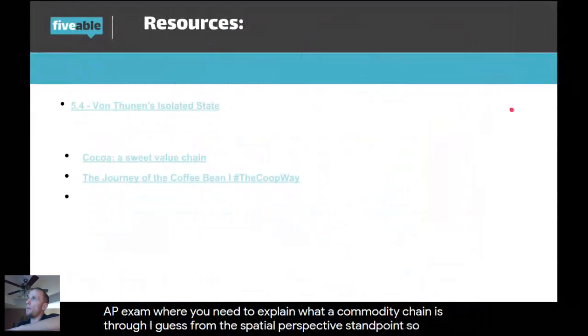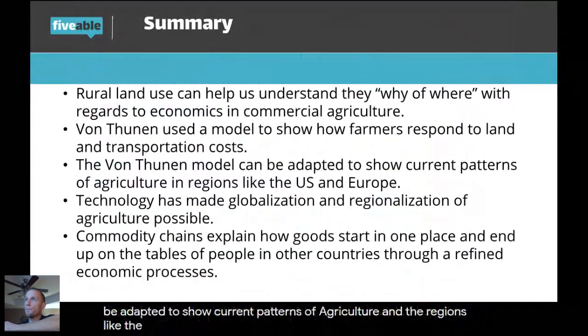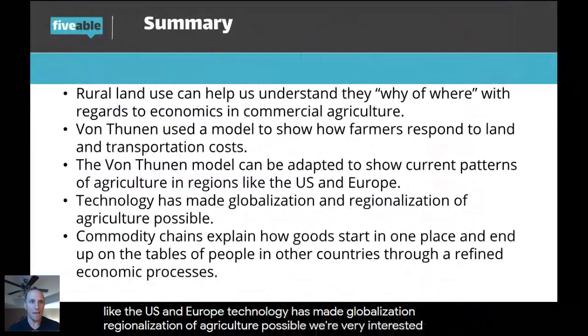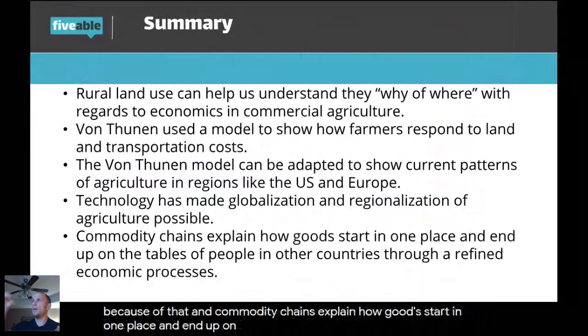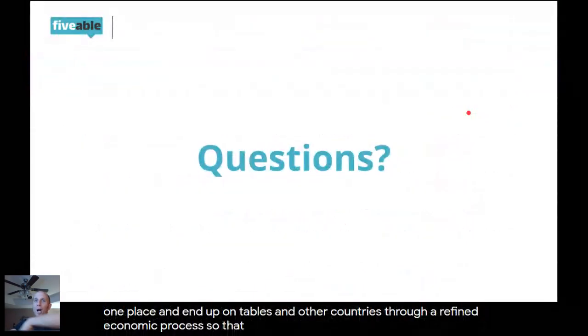So our quick summary: we looked at these things. Rural land use can help us understand the why of where. Von Thunen used a model to show how farmers respond to land transportation costs. The Von Thunen model can be adapted to show current patterns of agriculture in regions like the US and Europe. Technology has made globalization and regionalization of agriculture possible. We're very interconnected because of that. And commodity chains explain how goods start in one place and end up on tables in other countries through a refined economic process. So that is all I got for you.